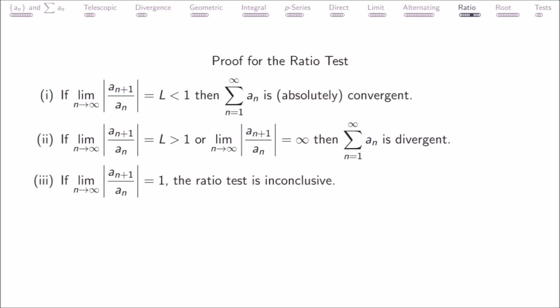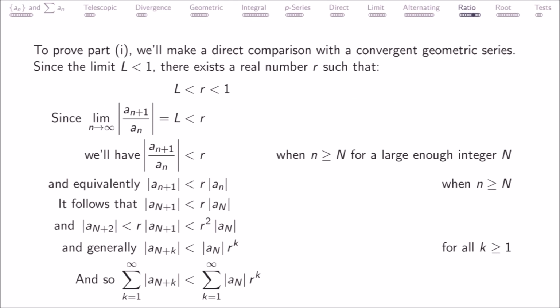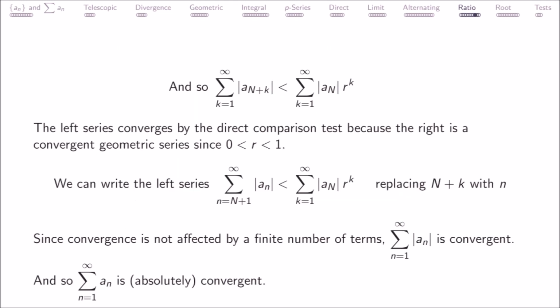Proof for the ratio test. Here is a statement of the test. To prove part I, we'll make a direct comparison with a convergent geometric series. Since the limit L is less than 1, there exists a real number R such that we have the following. The left series converges by the direct comparison test because the right is a convergent geometric series since R is greater than 0 and less than 1.